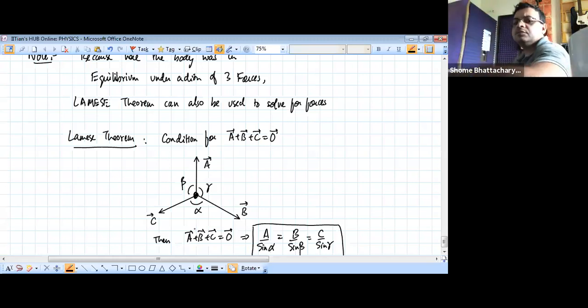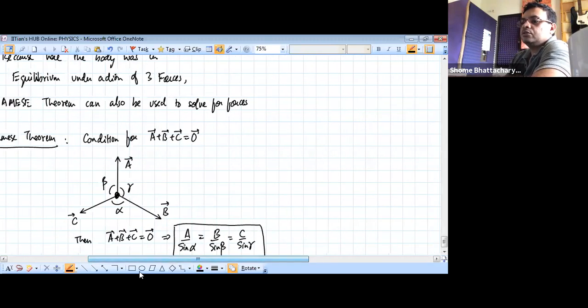Yeah, if the body is not in equilibrium, then we have to apply F is equal to ma. Net force is equal to mass into acceleration. So that becomes a different situation. Okay. This is specific for the condition of the resultant of three forces to be zero. And you will understand that the resultant of three vectors to be zero also means that if you draw them head to tail, they should form a closed triangle. So that's where it comes from. So if you draw these vectors head to tail, you will see that A, B, and C, for the resultant to be zero, should be forming a closed triangle like this.